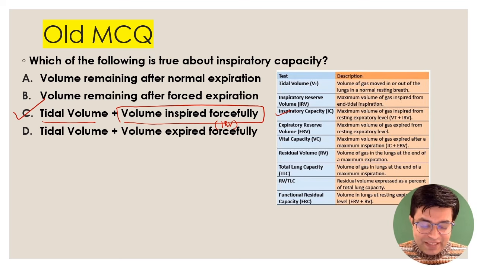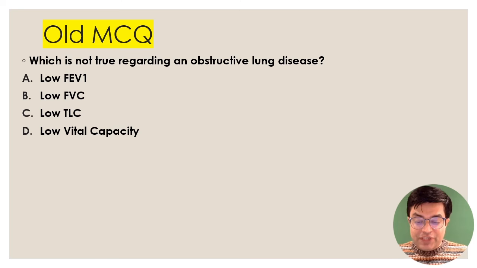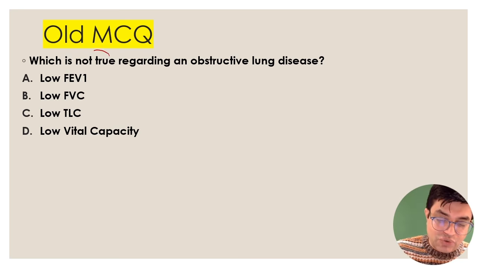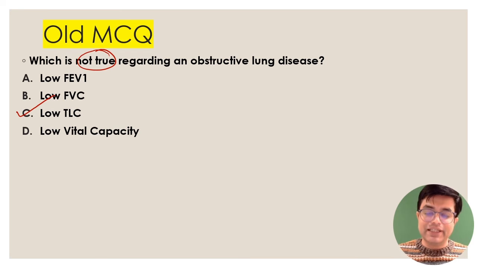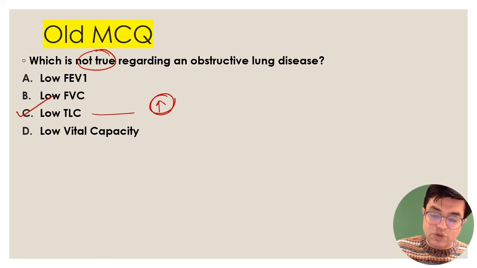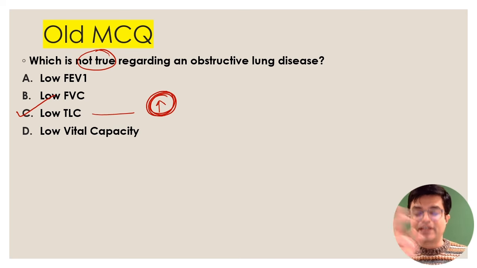And then look at this question, which is not true regarding an obstructive lung disease. All of them are actual questions. You can have a look in your guides also. They are mentioned in the guides also. So which is not true regarding an obstructive lung disease? Now, can FEV1 reduce? Yes. Can FVC reduce? Yes. Vital capacity can sometimes be low. TLC is increased because of air trapping, I told you. And what is not true in this question? Low TLC. TLC is increased in the patient. Low TLC is a feature of restrictive lung disease.